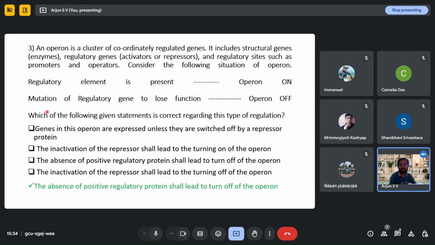of the operon. So mutation of the regulatory gene, in an indirect sense, just means that the regulatory protein is not there. So it will lead to the operon being off. The options B and D are the exact opposite of what is intended here, and the other option also does not follow the lines of what these two statements mean. So the correct answer will be option C. The absence of positive regulatory protein shall lead to turn off of the operon.